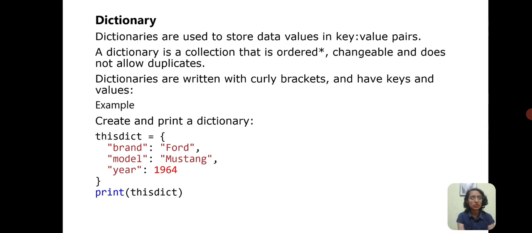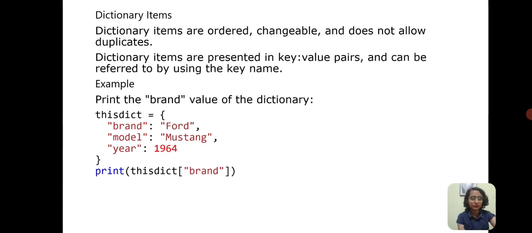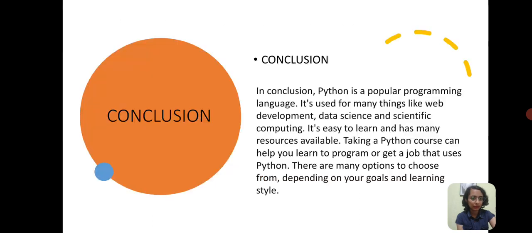This dict is equal to brand Ford, model Mustang, year 1964. Print this dict. Dictionary items. Dictionary items are ordered, changeable, and do not allow duplicates. Dictionary items are presented in key value pairs and can be referred to by using the key name. And the example is given below.